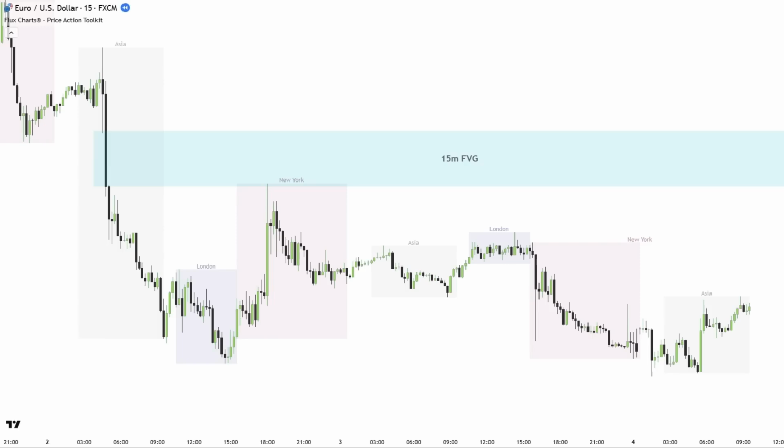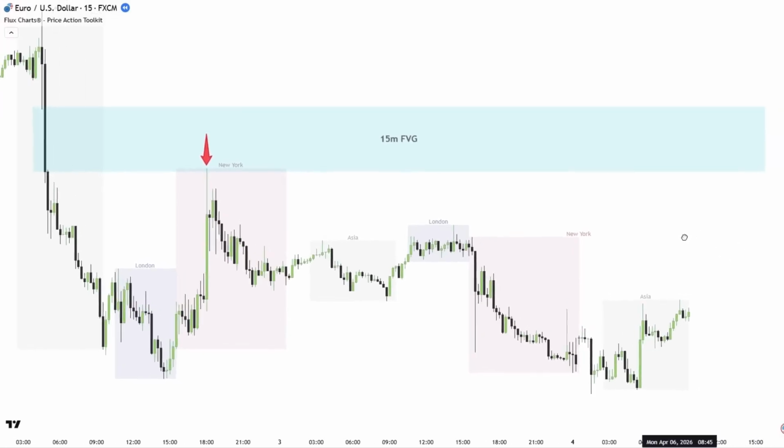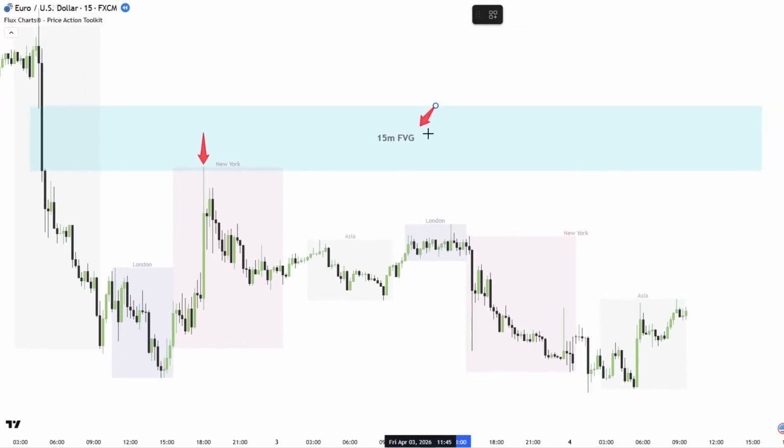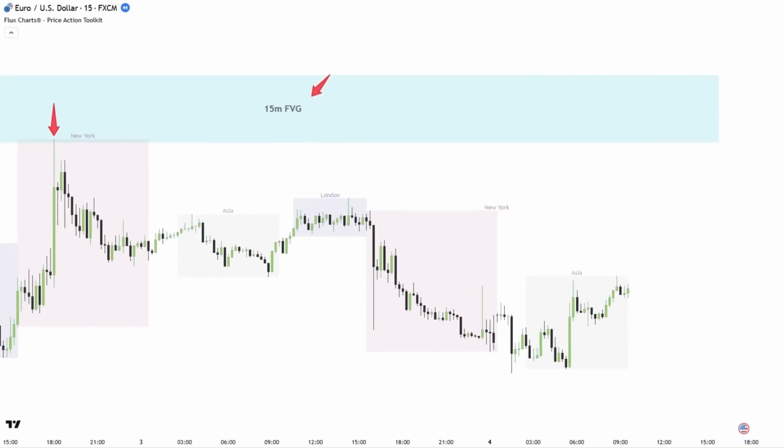And if you look closely, you'll also notice that the New York session high is sitting just below that higher time frame fair value gap. So everything we need for this setup is already in place. We have an unmitigated bearish higher time frame fair value gap, and we also have a key buy-side liquidity level created by the New York high, sitting right beneath it. That means all the conditions are met.